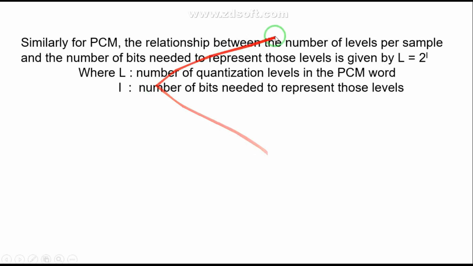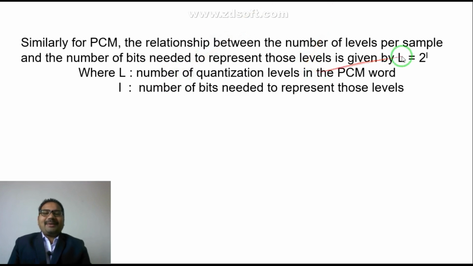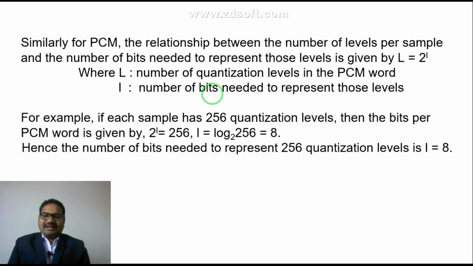Similarly, for PCM, the relationship between the number of levels per sample and the number of bits needed to represent those levels is given by what? Capital L is equal to 2 raised to l. And what is capital L? It shows the number of quantization levels in the PCM word, whereas small l tells you the number of bits needed to represent those levels.